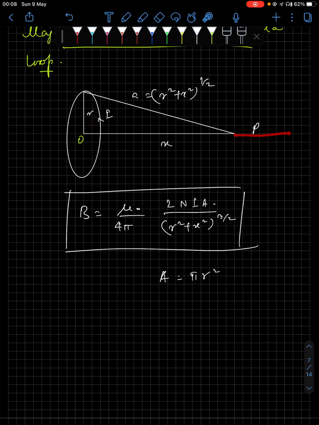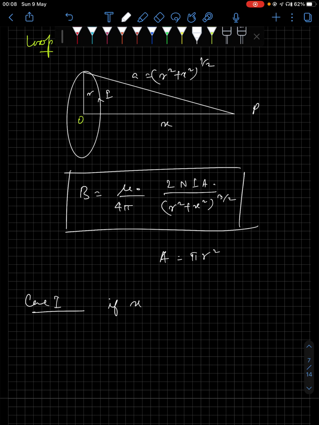In that case, point P will be very far away. Okay, so in such a case, r will be small, then r square will be even smaller, and we can neglect that, right? So case 1, if x is much greater than r, then in this above expression you can neglect this r square, and this above expression will become B equal to mu naught by 4 pi, you have 2nIA and denominator is x cube. Okay, so this is your relation, mu naught 2nIA divided by x cube.